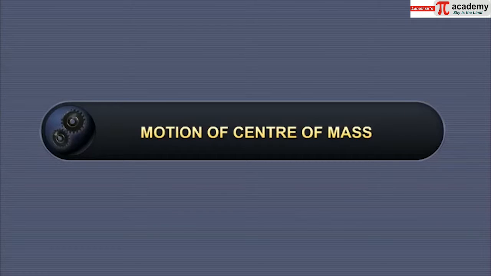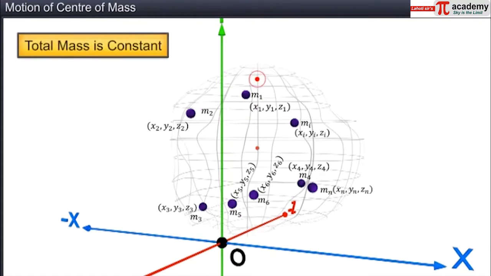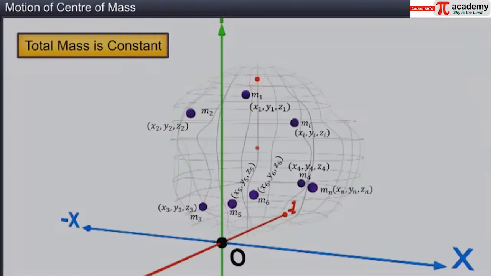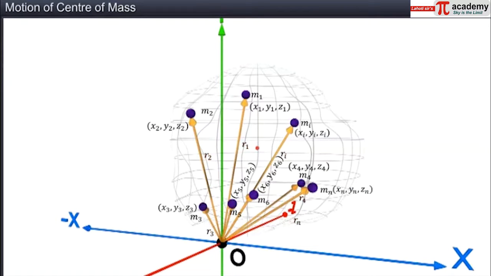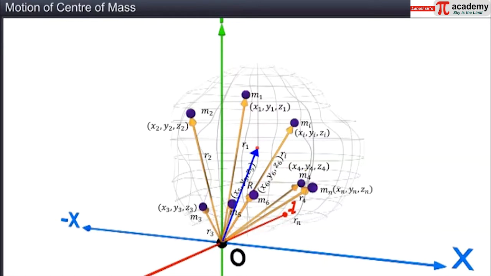In this module, you will learn about the motion of center of mass in a system of particles. Let us consider a system of n particles, with its total mass constant with respect to time. Now, consider particle i from the system. In the graph, its position is marked by vector Ri, and the center of mass of the given system of particles is denoted as R.